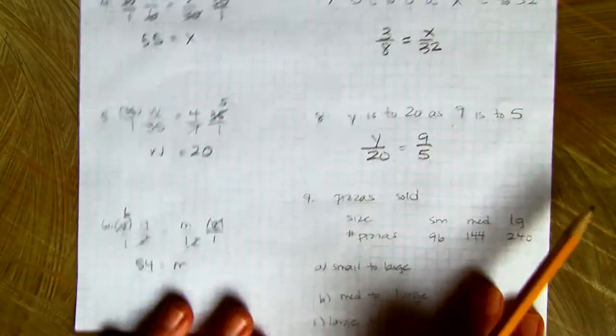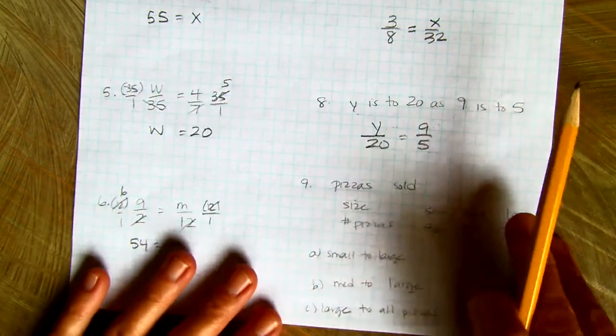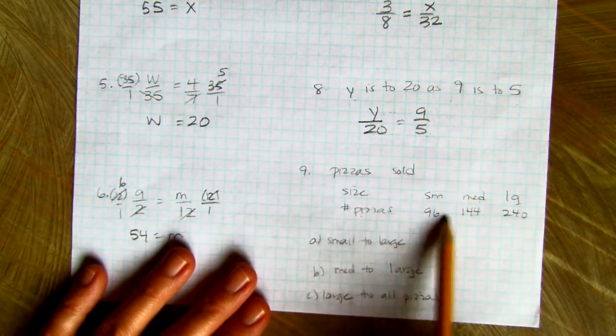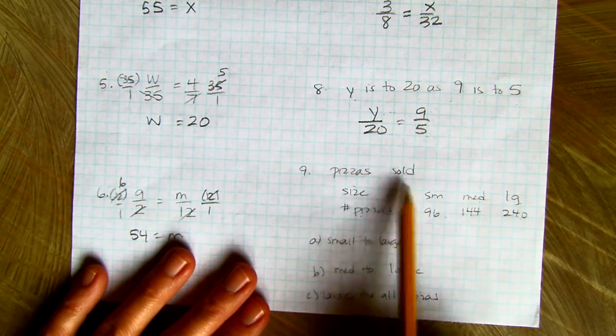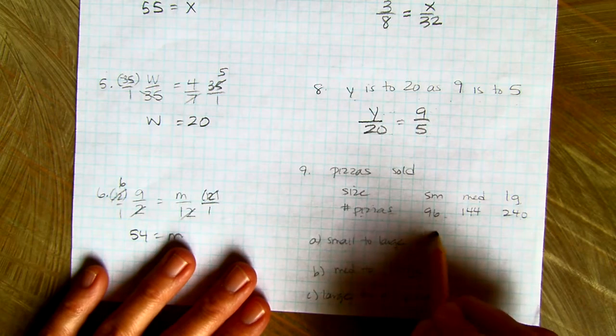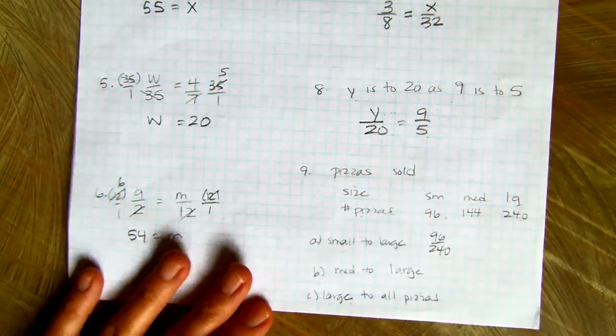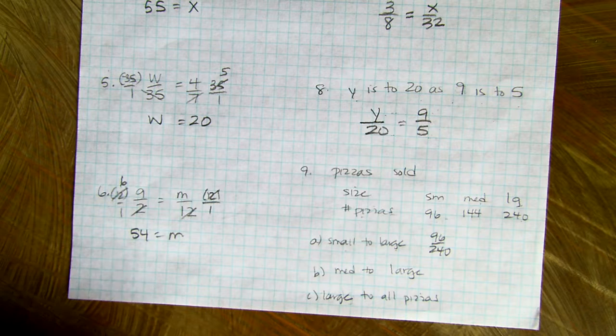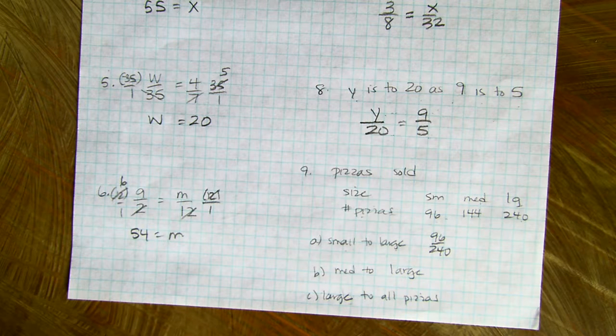Okay, here's an example of a word problem. The number of pizzas sold. Here were the sizes of the pizzas, and here were the number of pizzas sold. What was the ratio of small to large? Well, that's just 96 to 240. And you would want to find that in simplest form. I don't know, what does that look like? 96 is maybe divisible by 14? No. It's divisible by 6, and 240 is certainly divisible by 6.